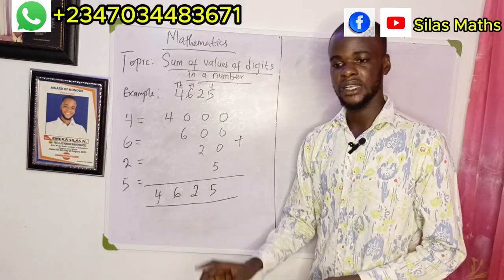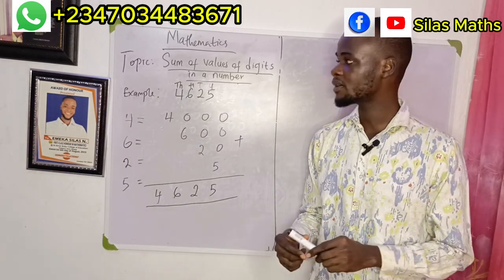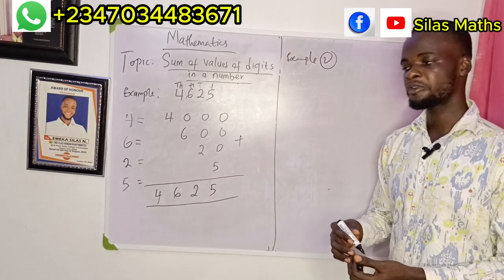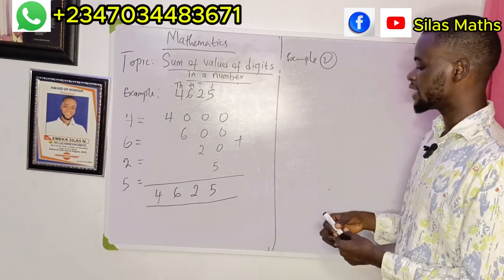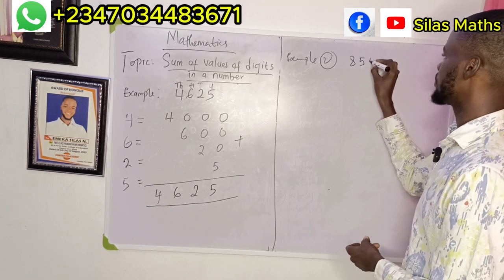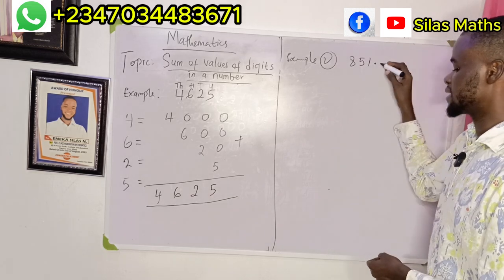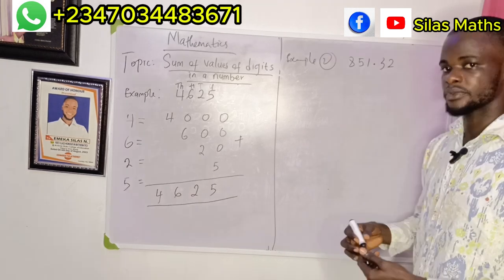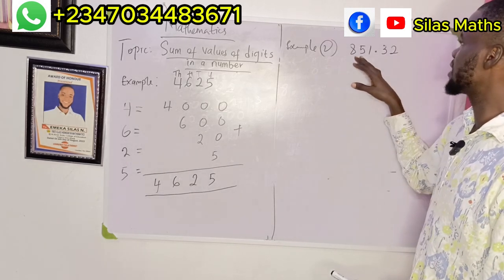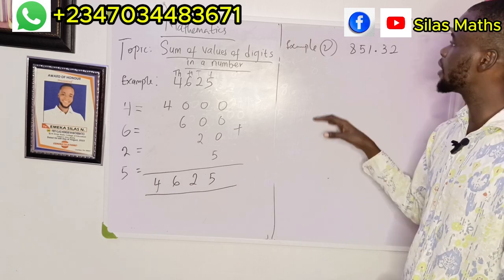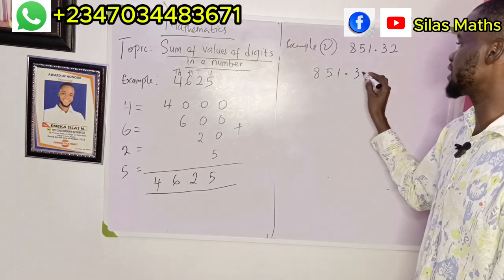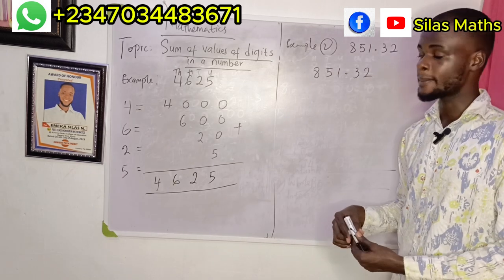All right. So let's take a look at this second example that has to do with decimal. Example 2. Find the sum of the values of the digits in this number, 851.32, for example. We want to find the sum of the values of the digits in this number. All right, so let's write out the number, 851.32. So we'll go ahead and write their values.